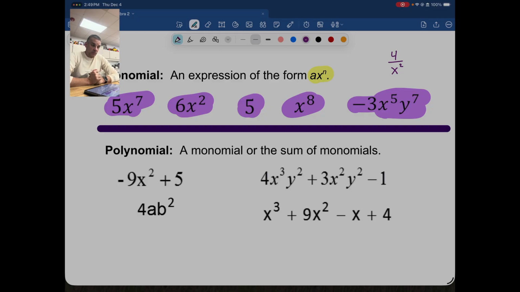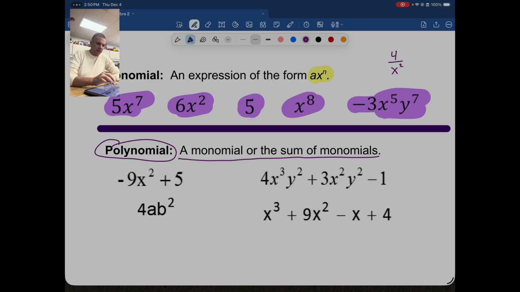When you add or subtract monomials together, you end up with what's called a polynomial. A polynomial is a monomial or the sum of a bunch of monomials. So each one of the monomials is also considered to be a polynomial. When you add a bunch of monomials together, that's more of what we think of when we're thinking about polynomials. So something like negative 9x squared plus 5 has two terms. Negative 9x squared is one term and 5 is a second term.